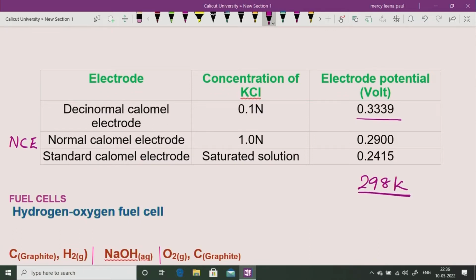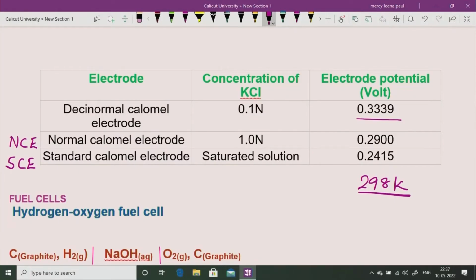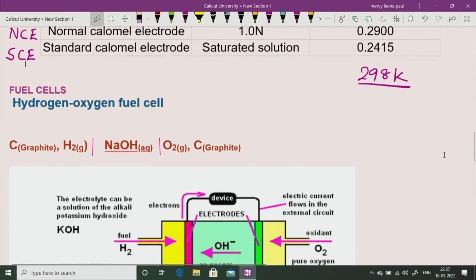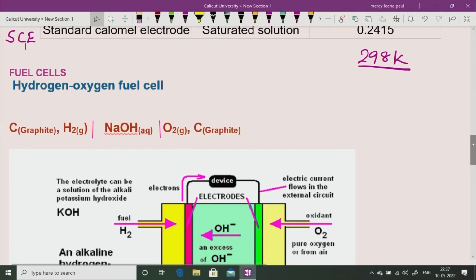So, you take a calomel electrode, you can choose the potassium chloride concentration, and to set up easily, what we go for is a saturated calomel electrode, SCE. This is a commonly used one. You prepare a saturated solution of potassium chloride, keep a bit of potassium chloride extra, so that it keeps the solution saturated. You fill it, and you have a saturated calomel electrode. It is very easy to set up, and usually its potential is taken as 0.2415 volts.